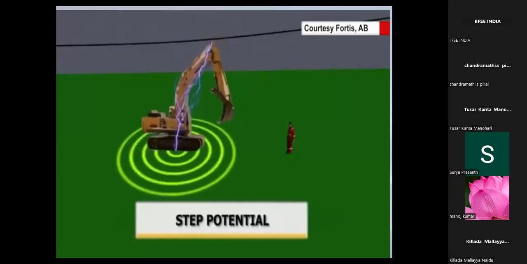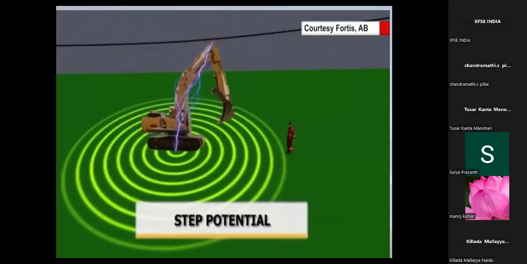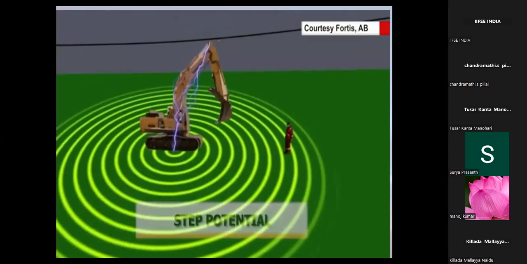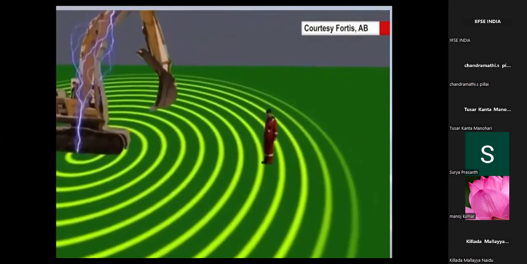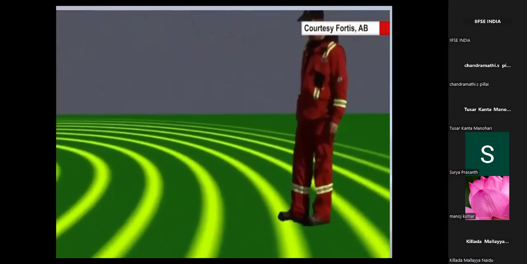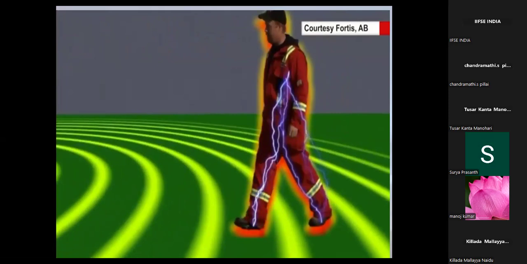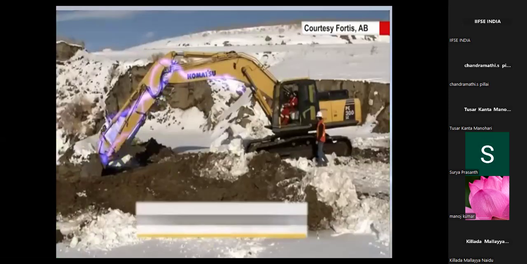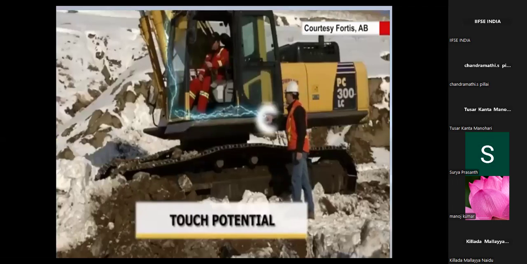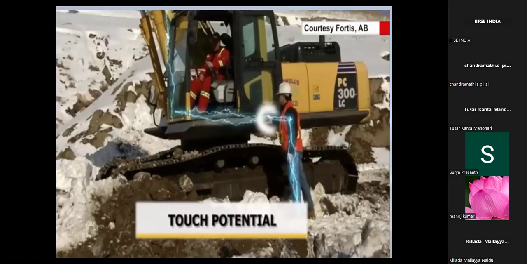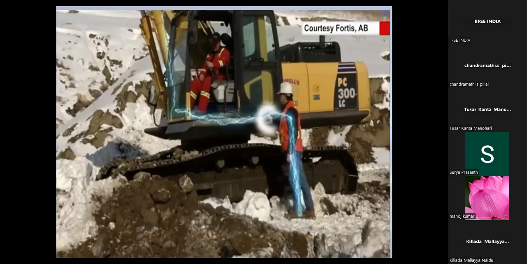With step potential, electricity spreads, like ripples or rings, over the surface of the ground away from the point of contact. Each ring carries a different voltage. If you step into one ring while your foot is in another, the electricity will make up the difference in voltage through your body. With touch potential, if someone on the ground touches what is in contact with the power line, electricity will travel through that person's body to get to the ground.